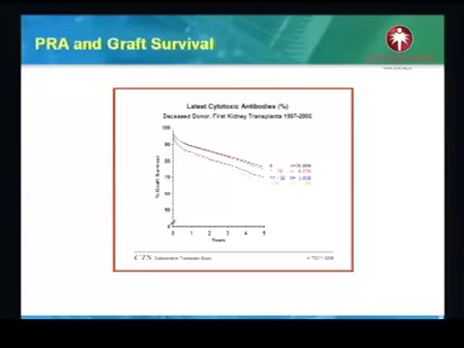This slide is showing a deceased donor study, with the same idea as the previous slide. If they are non-sensitized, the 5-year graft survival is of course the best. If they are 10% or less, they are not as good as 0%, but they are still okay. But above 10%, you start seeing a big difference. So as the percentage of PRA increases, the graft survival will decrease as well.